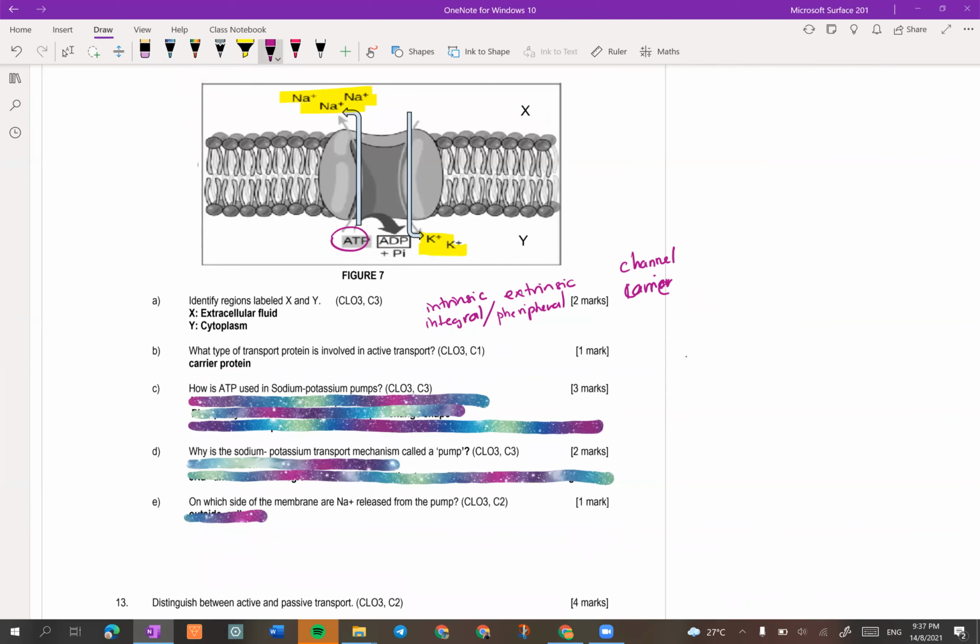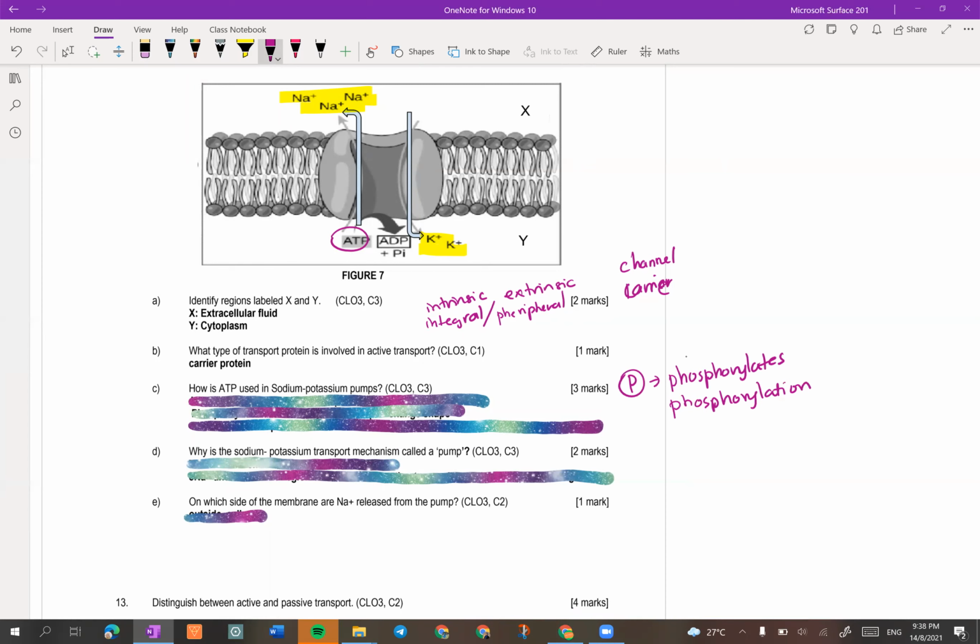perlukan ATP. We know sodium potassium pump adalah active transport yang menggunakan ATP. C. How is ATP used in sodium potassium pump? So ATP function dia adalah untuk bagi fosfat sebenarnya. Okay, untuk bagi fosfat. So the word bagi fosfat dalam sains kita panggil phosphorylates. Kalau proses ni dinamakan sebagai phosphorylation. Right? So that is the thing.